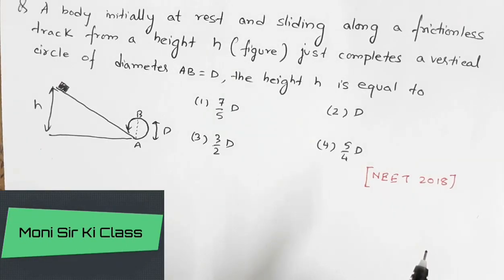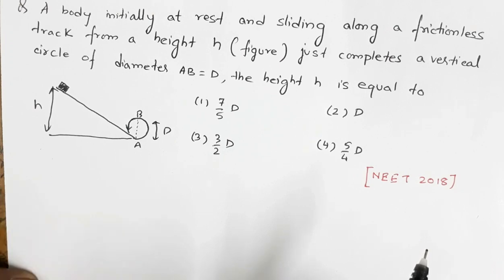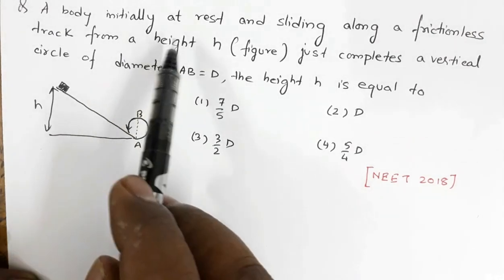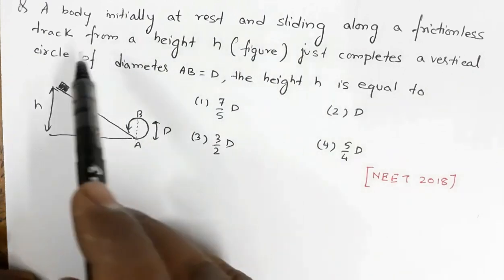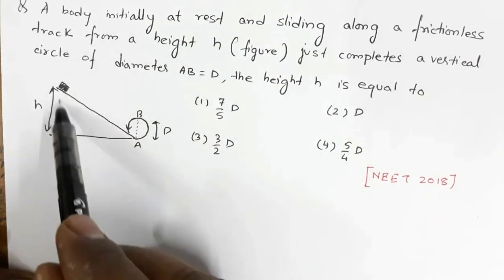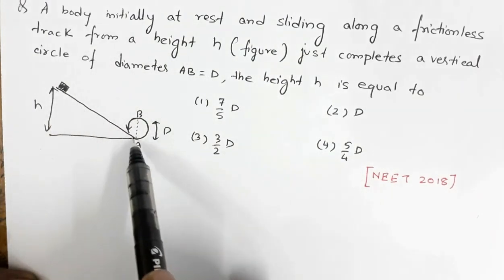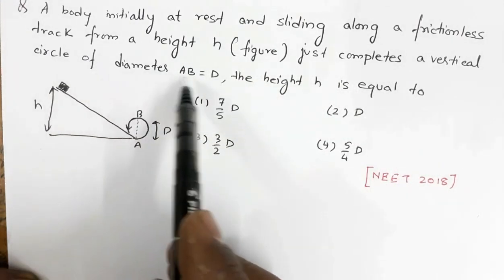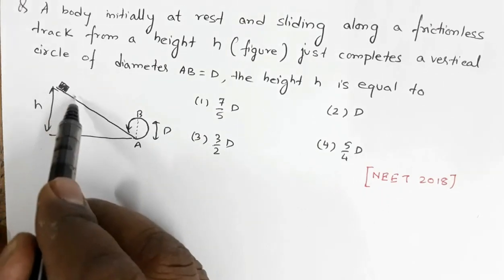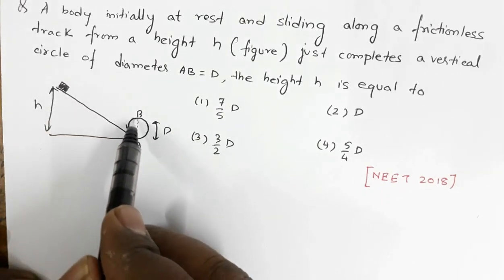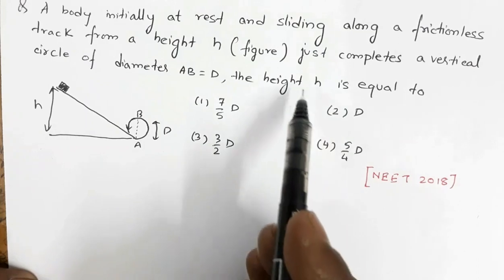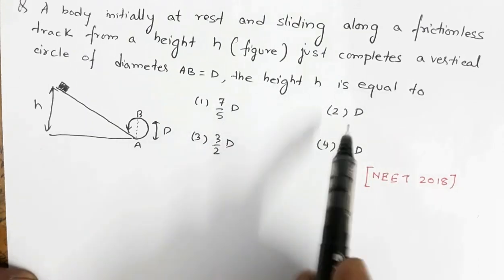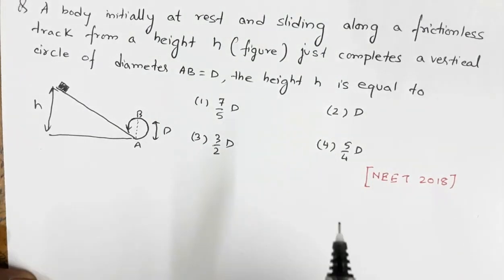Now in this video we are going to solve a few questions from the chapter Work Energy Power which have come in NEET examination. So this is from NEET 2018. A body initially at rest and sliding down a frictionless track from a height h. So this is the body, this is a frictionless track, this is height h, just completes a vertical circle of diameter AB equal to d. So this body comes like this and then completes a vertical circle. The diameter is d. The height h is equal to. These are the available options.